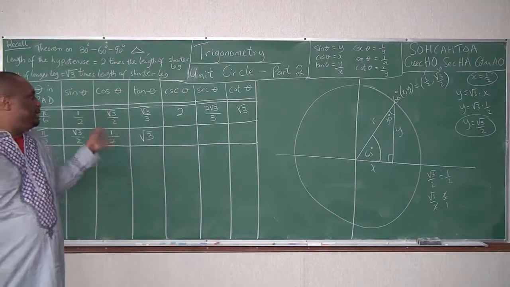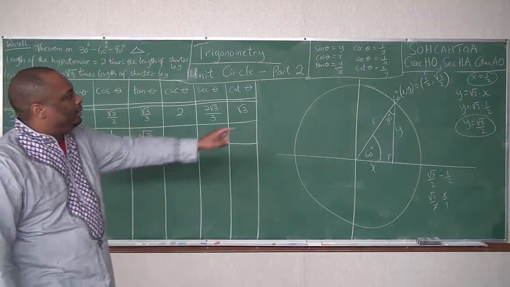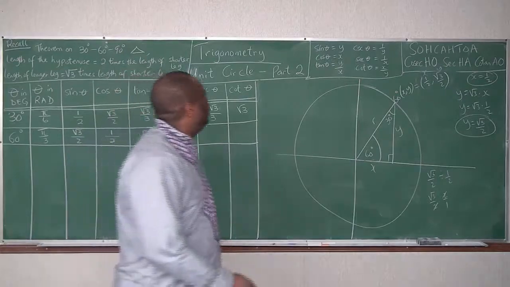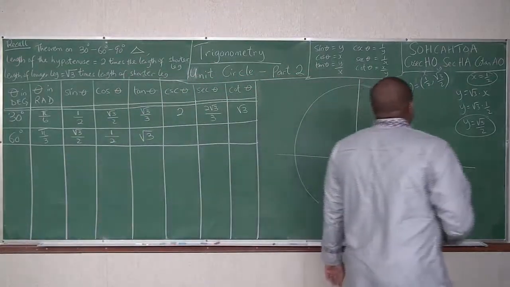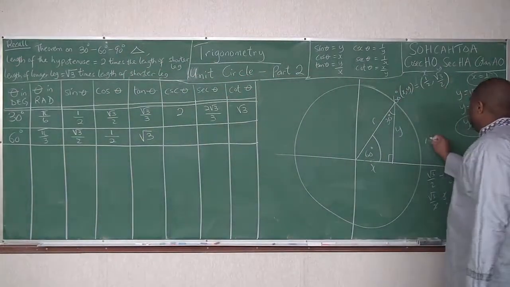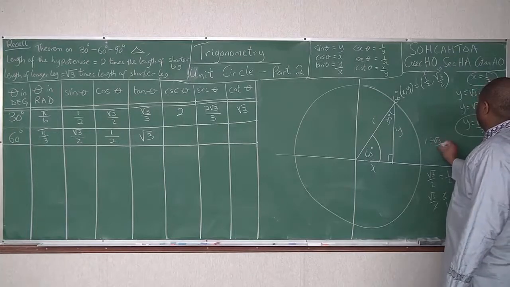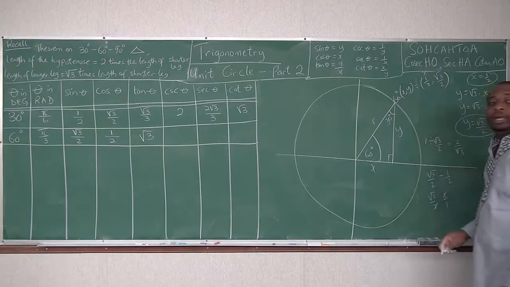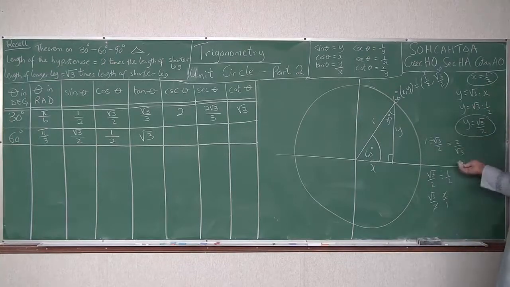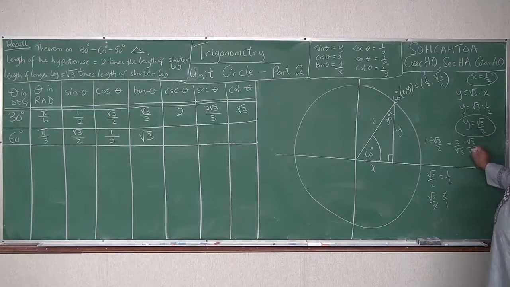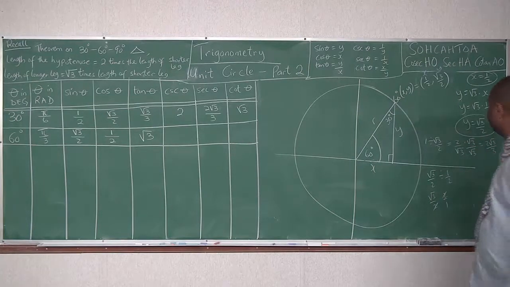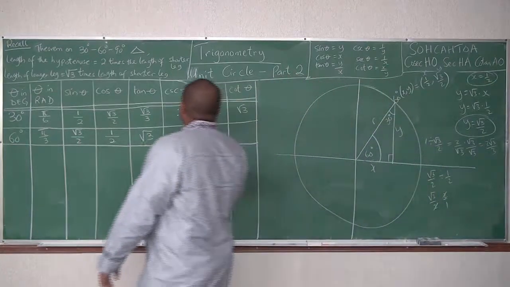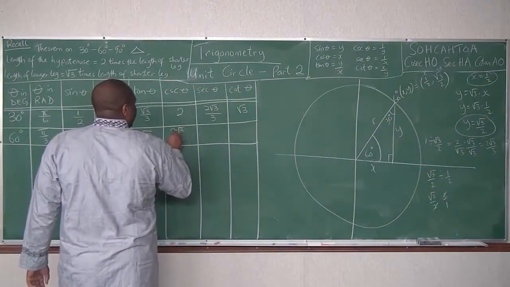Cosec theta is 1 over y. This will be 1 divided by root 3 over 2. 1 divided by root 3 over 2 will be what? 2 over root 3. Right? And then rationalize it. Rationalize this times root 3 over root 3. And that is 2 root 3 over 3. So you have here 2 root 3 over 3.